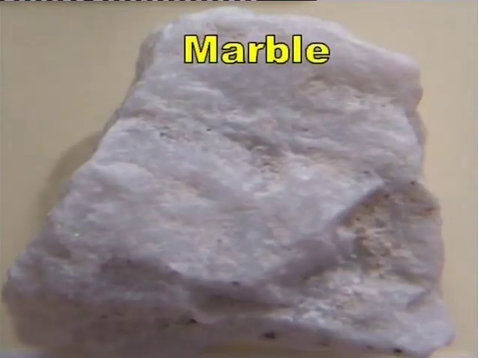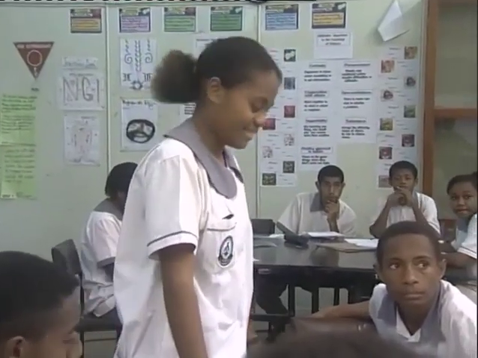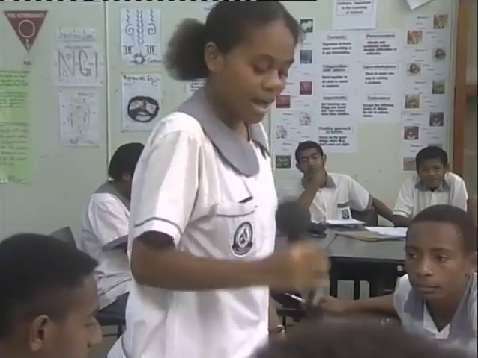Marble. Helen, if you can tell us what you and your friends came up with. Limestone. Why do you say limestone? Because of the color, we think that it's made from shells. Okay, good. Thank you, Helen.